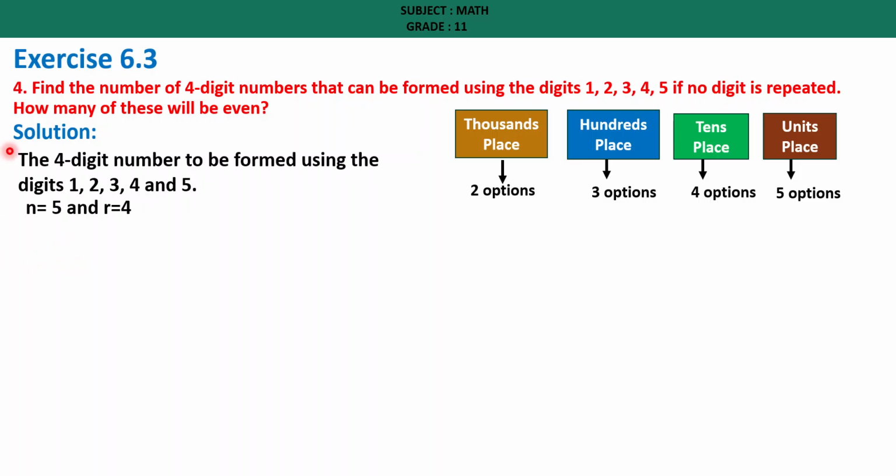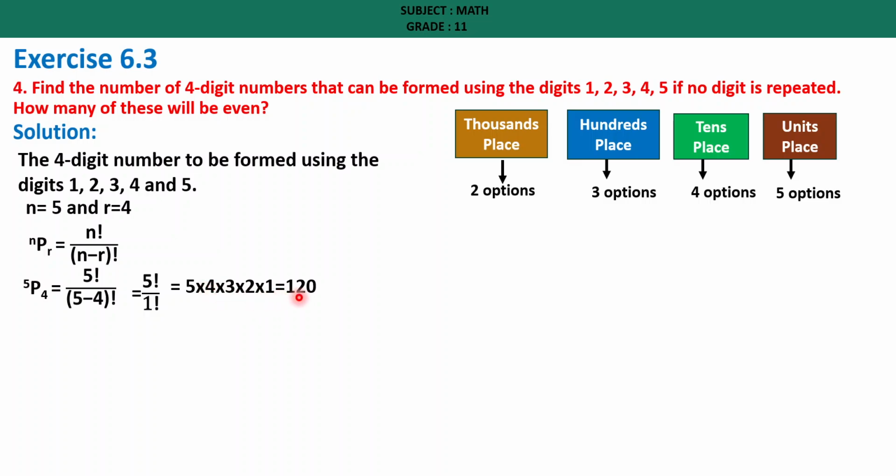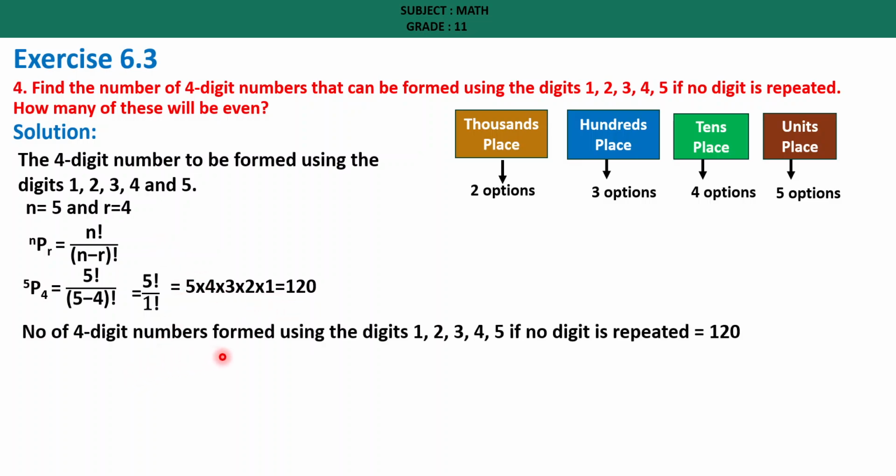But let us do this by using the formula. Here n is equal to 5 and r is equal to 4 because we need to form a 4-digit number. So nPr is equal to n factorial divided by n minus r factorial, that is 5P4, 5 factorial divided by 5 minus 4 factorial, that is 5 factorial, which is 120. If you want to verify, 2 into 3 is 6, 6 into 4 is 24, 24 into 5 is 120. So both the answers are right. Now, the number of 4-digit numbers formed using the digits 1, 2, 3, 4, 5 if no digit is repeated is 120. This is the answer.